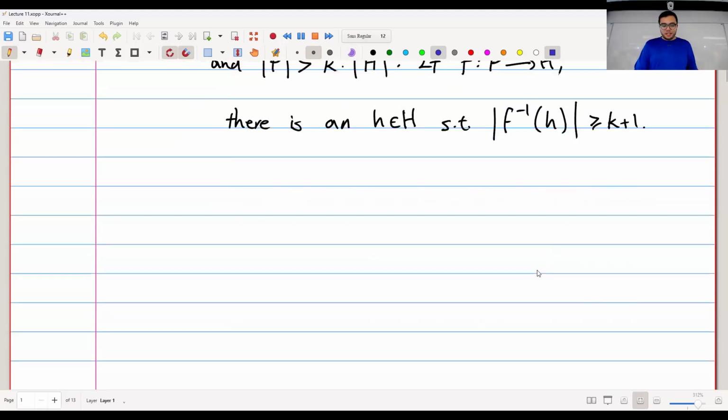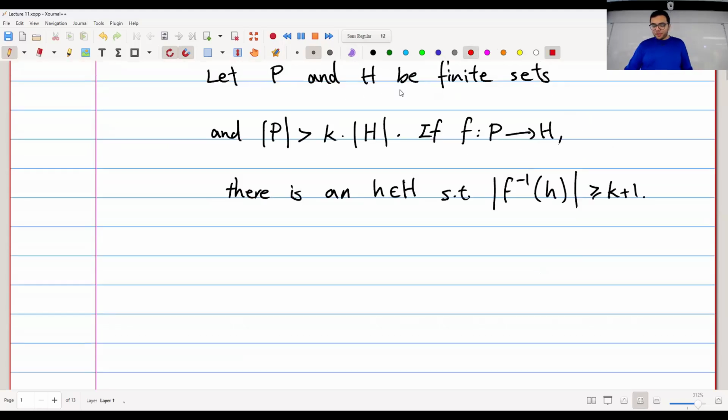Right? Very trivial. So basically, let's say I have my pigeons here. And let's say I have 1, 2, let's say n pigeons. And then I have my holes here. And the number of holes is much less. So I have m holes. And I have a function f that is mapping every pigeon to a hole.